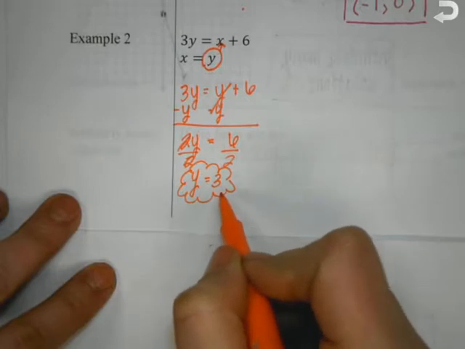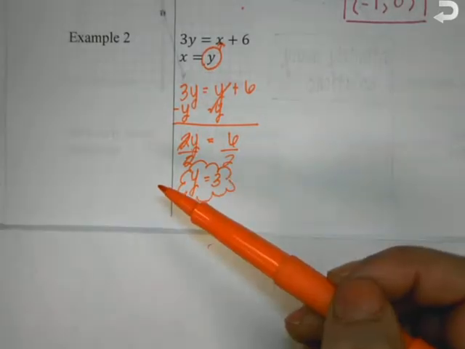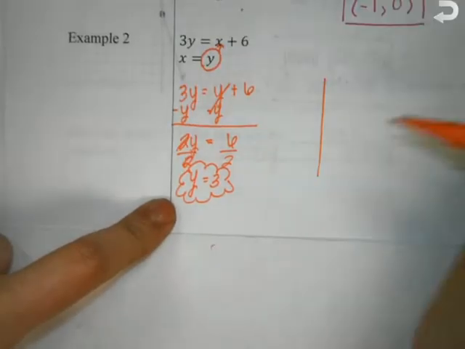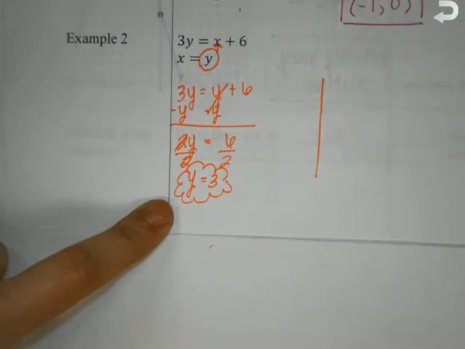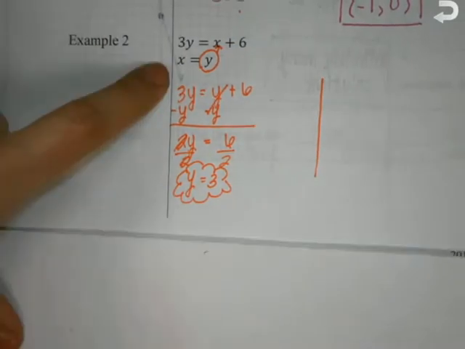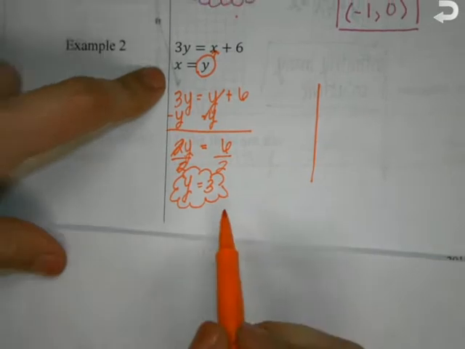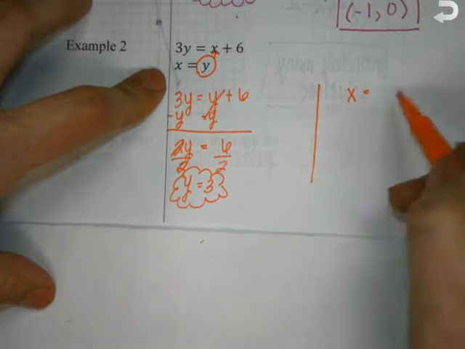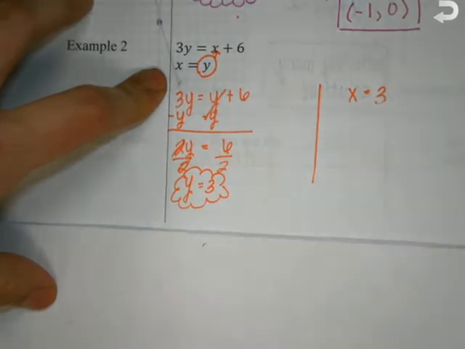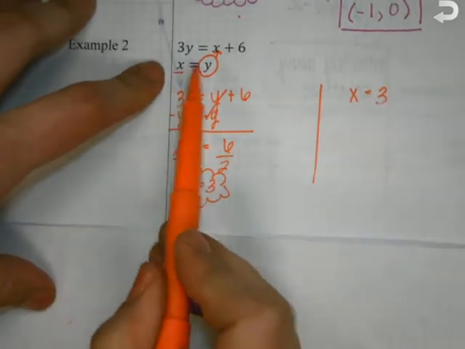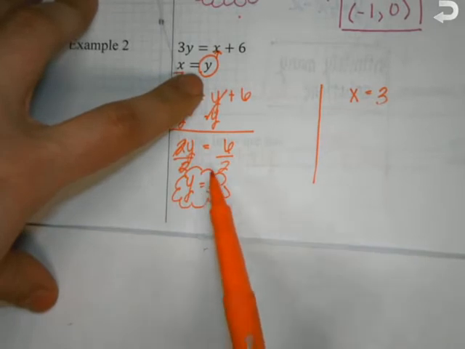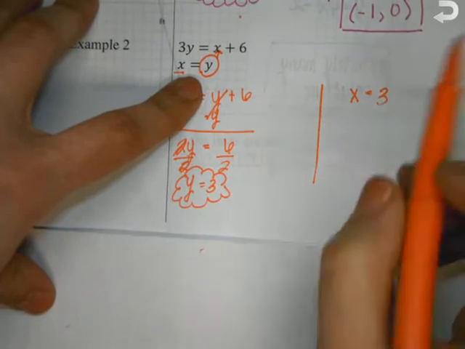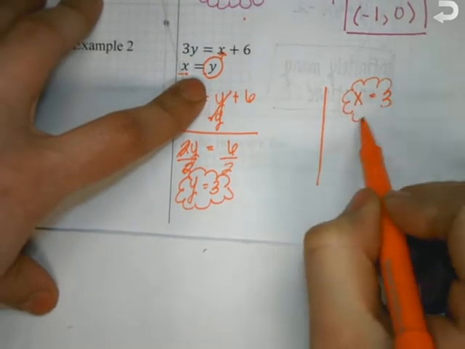So I need to figure out what x equals. Is there an equation up here that's already solved for x? Yeah, x equals y, right? I know what y is, so I plug that in. Wouldn't it be 3 equals 3? If x equals y, then x equals 3. x is 3. So what is my answer as an ordered pair? 3, 3. Right.